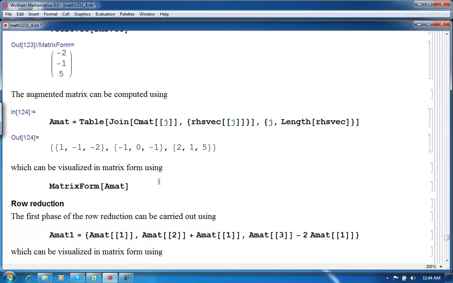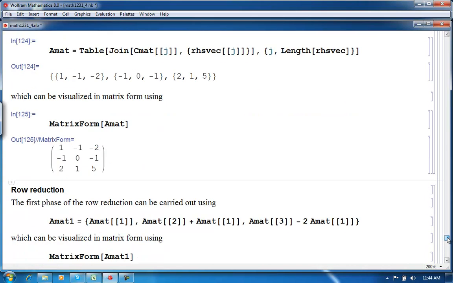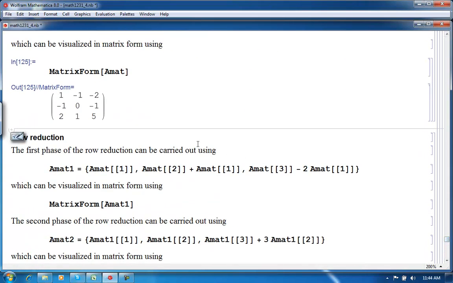Visualize as a matrix using that. So now we want to start the row reduction. So we can see that we want to add the first row to the second to get the new second row, and subtract twice the first row from the third row to give the new third row.